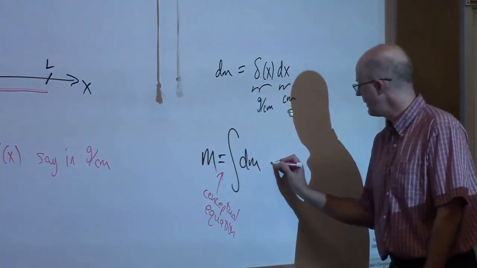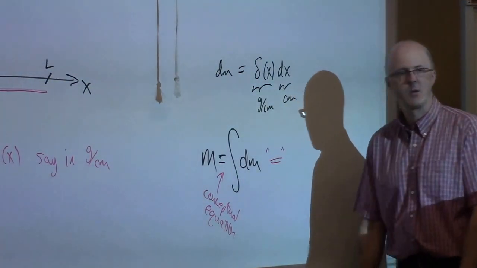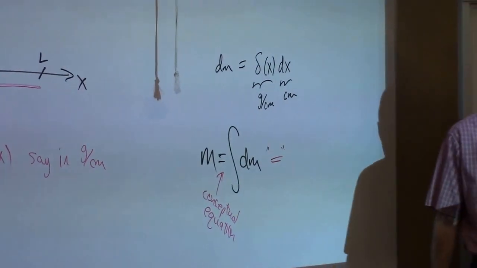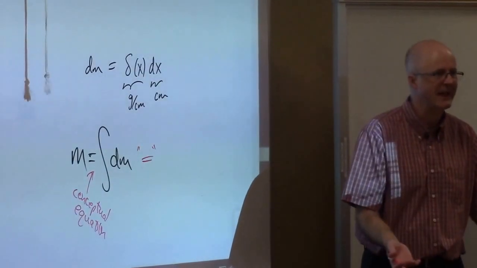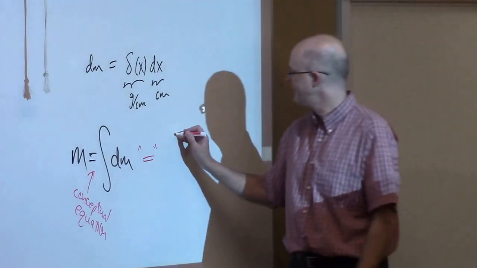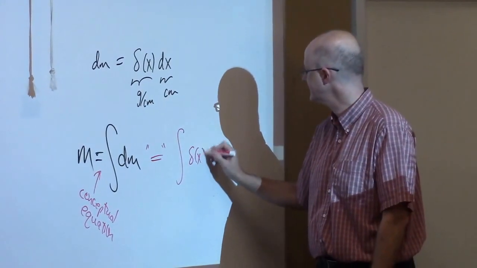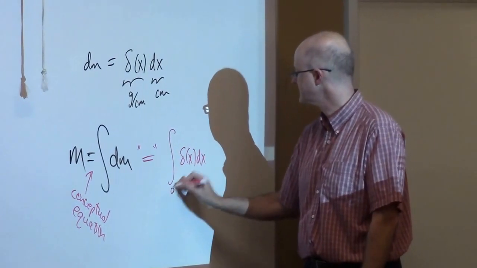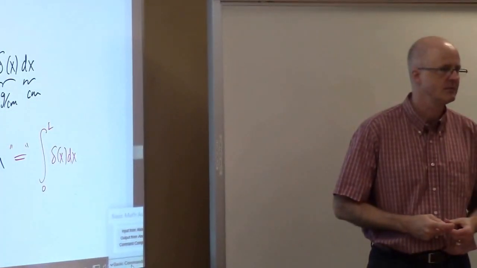But how do you actually do it? Again, here maybe I put an equal sign in quotes. Maybe I shouldn't, I don't know. We want to get to a definite integral so we can actually do the calculations. The idea, the definite integral: replace dm by delta of x dx. X goes, in this case, from 0 to capital L. And that'll be a definite integral that you can actually do.